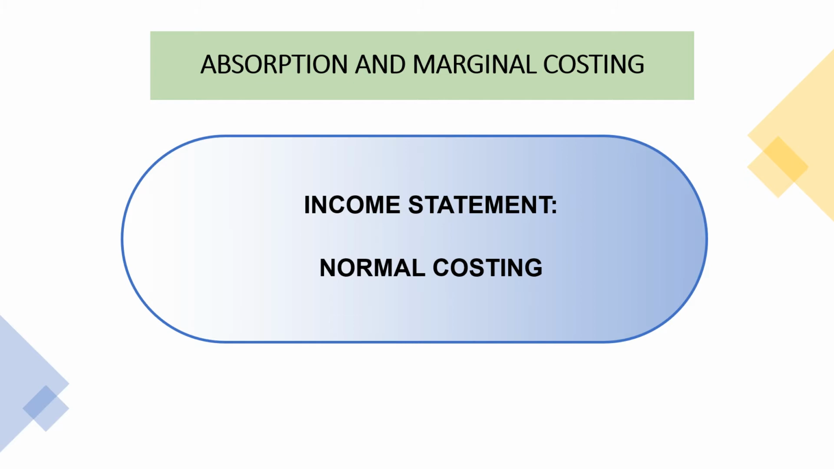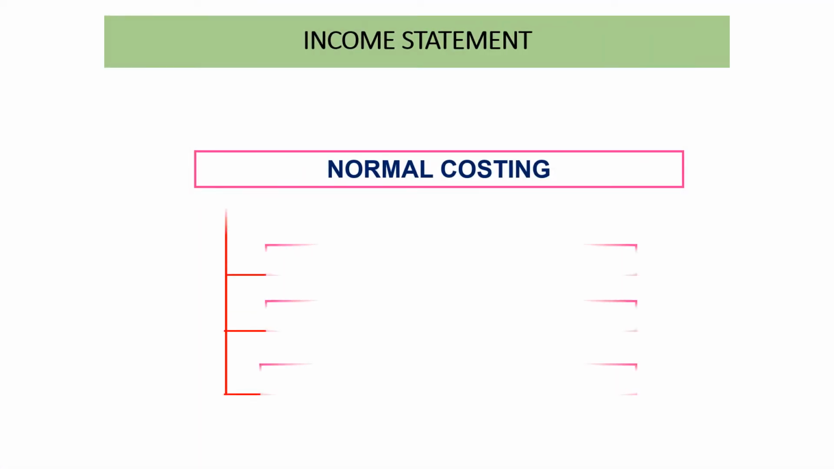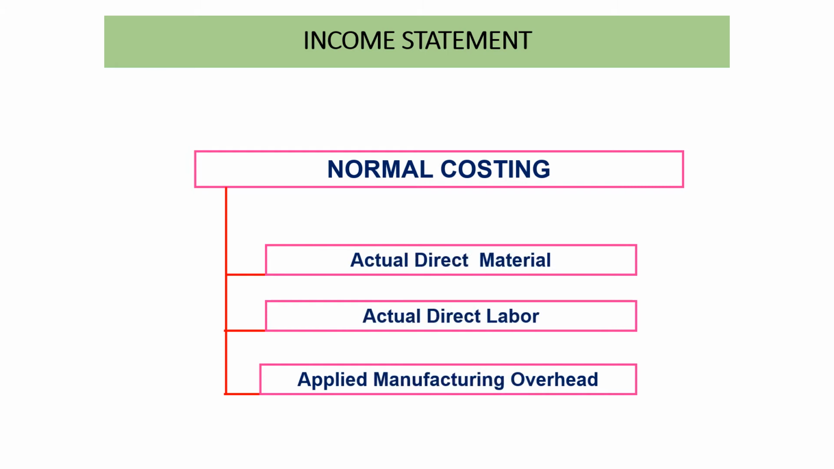Absorption costing and marginal costing. Take a look at the income statement for normal costing. Income statement under normal costing includes actual direct material, actual direct labor, and applied manufacturing overhead.